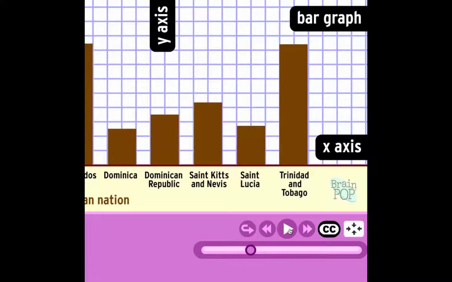Let me just pause it right there for a second and point out that this is something you'll need to know for the rest of your life, basically: this horizontal axis down here is called the x-axis, and then the vertical axis is the y-axis.